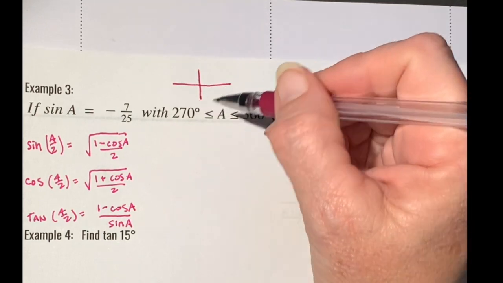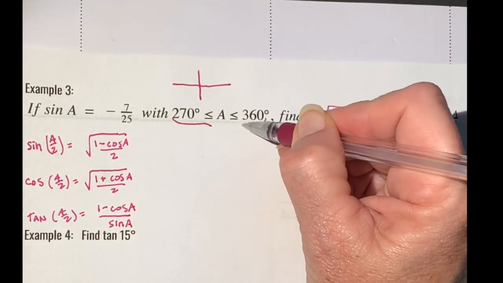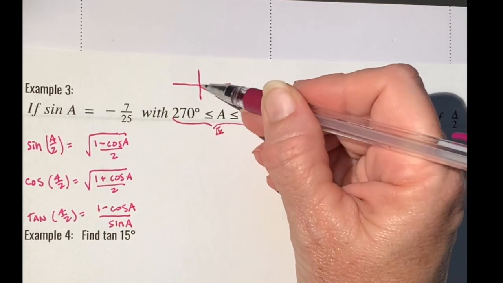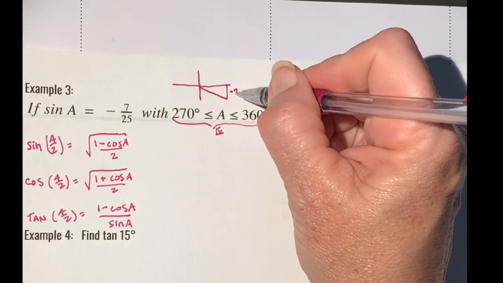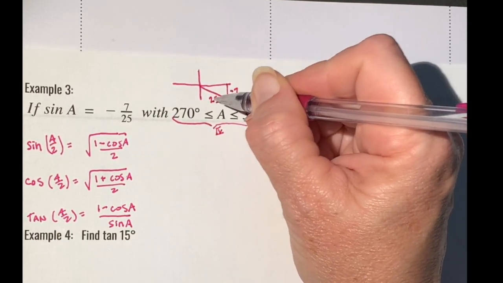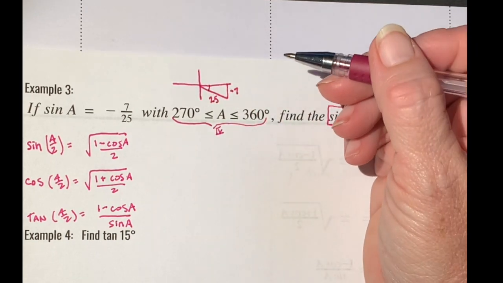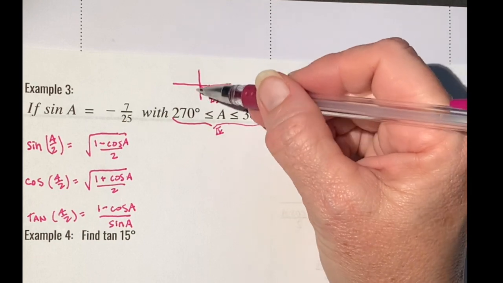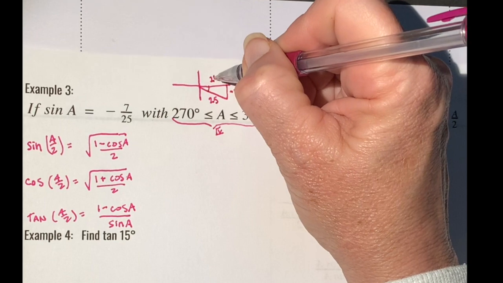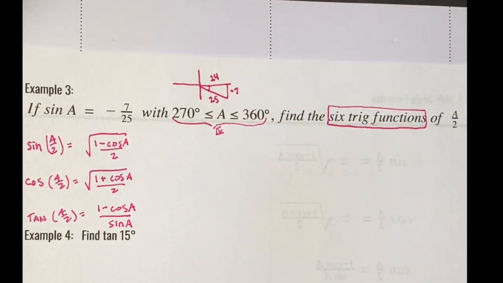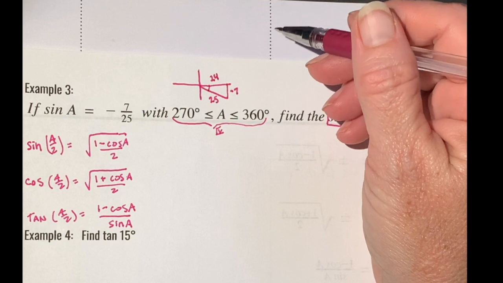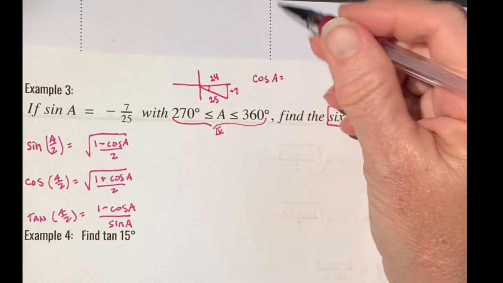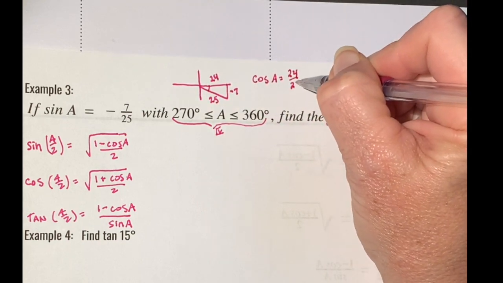So between 270 and 360 is quadrant 4. So this angle falls in quadrant 4, where the sine, opposite over hypotenuse, is -7/25. And again, if you know the common Pythagorean triple, 7, 24, 25, you can use that, or you can do the Pythagorean theorem to find it. So the cosine of A is adjacent over hypotenuse, so 24 over 25.